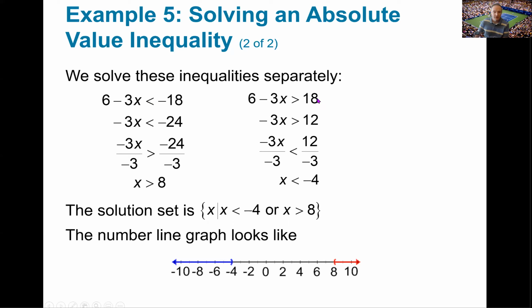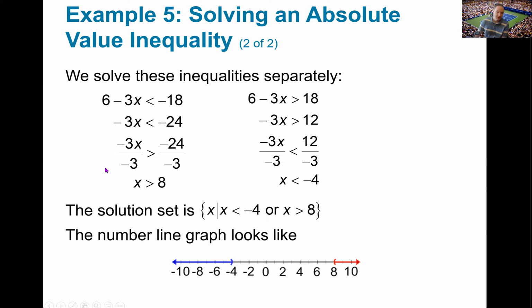First of all, I'll look at the positive case. If 6 minus 3x was already a positive number, well, that positive number had to be greater than 18 in order for that equation to be true. I could subtract 6 on each side. Negative 3x is equal to 18 minus 6, which is going to give me 12. I divide by negative 3 on each side. 12 divided by negative 3 is negative 4. Please remember, as soon as you divide by that negative, that inequality has to flip. So I'm now going to get x is strictly less than negative 4.